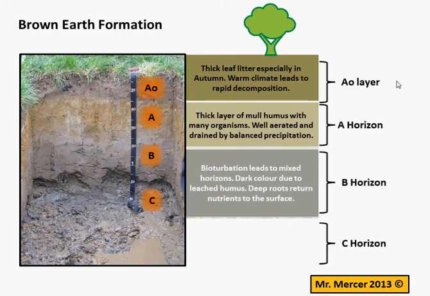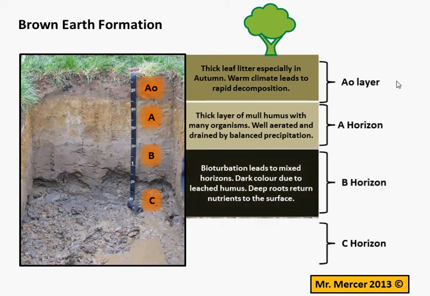The organisms, like worms, cause bioturbation to take place, and that's why the horizons, the layers between the different colours of the soil, are not very clear. They're quite mixed. Now, when we come to talking about colour, the dark brown colour of the soil is representative of the humus getting washed down into it. The trees have deep roots in the B horizon, and they recycle nutrients back towards the surface. They also assist with the drainage of the soil.